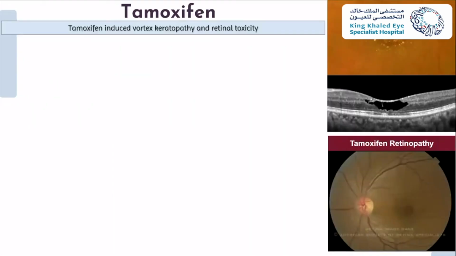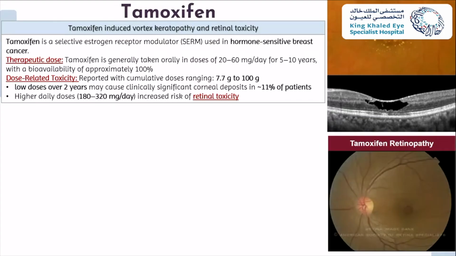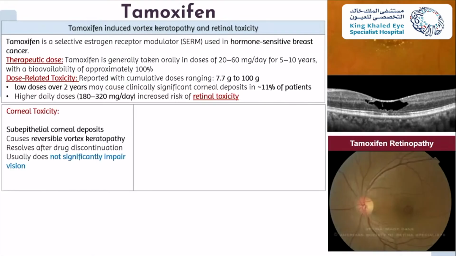Tamoxifen is a medication used for hormone-sensitive breast cancer; it is an estrogen receptor modulator. The therapeutic dose is between 20 to 60 milligram per day, but they will use it for a long period of time. It is a dose-related toxicity and is cumulative. If we reach 7 gram up to 100 gram, we can expect the toxicity. Actually, tamoxifen has 2 toxicities, vortex keratopathy and retinal toxicity. So in higher doses, we will expect the retinal toxicity.